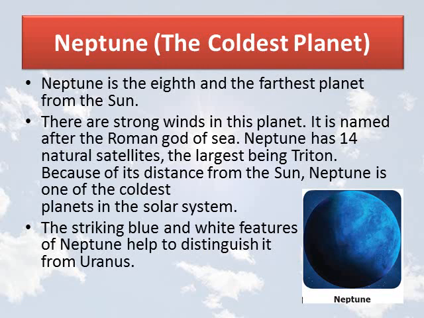Because of its distance from the Sun, Neptune is one of the coldest planets in the solar system. Neptune has 14 natural satellites, and the largest of them is Triton. It is the coldest planet. The striking blue and white features of Neptune help to distinguish it from Uranus. It has got blue and white features.